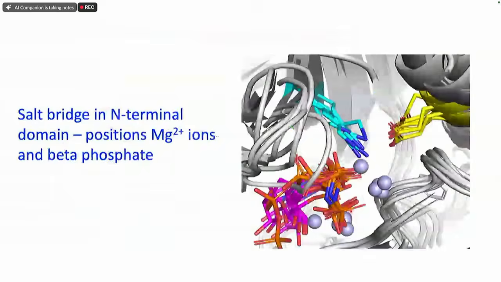There's one more requirement, actually two more. There is a salt bridge in the N-terminal domain. That's this glutamic acid here, this lysine residue here. It's very well conserved in all kinases, just about. And that helps to bind the magnesium, and it helps to bind the ATP. And so that salt bridge has to be formed, that hydrogen bond between a positively charged residue and a negatively charged residue.